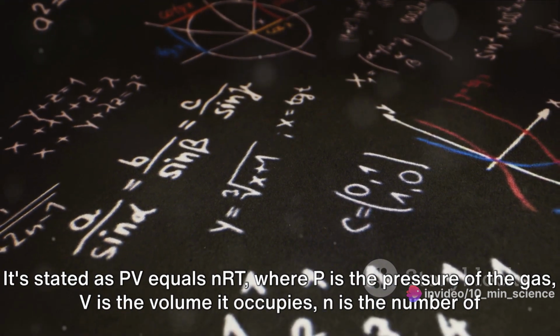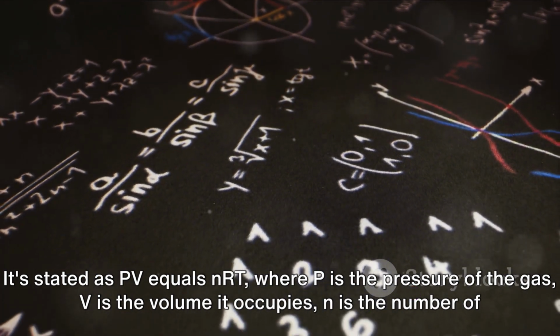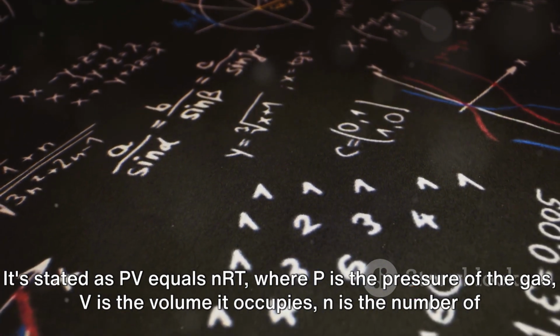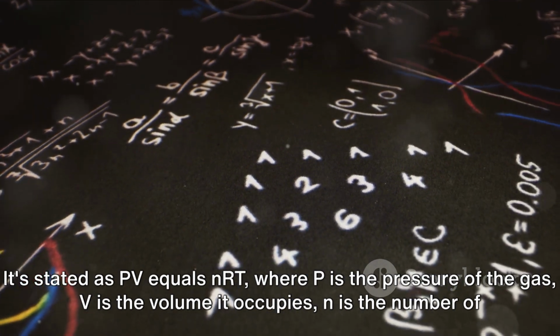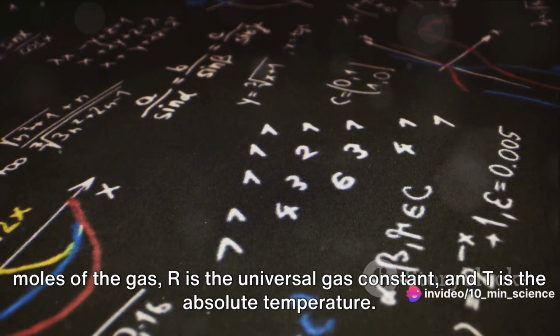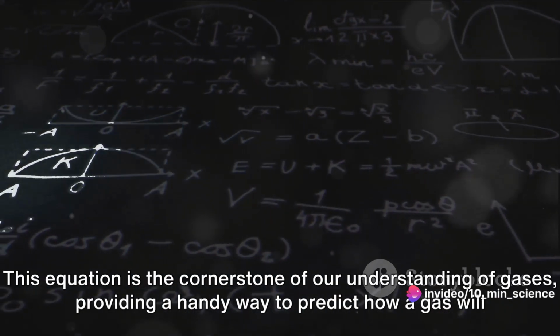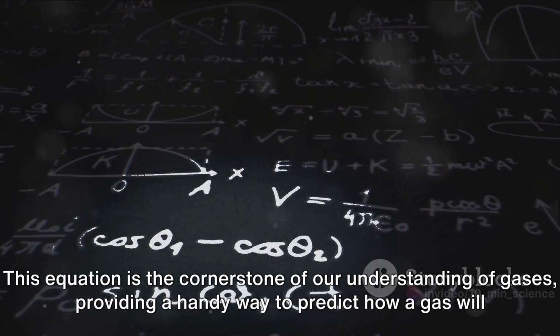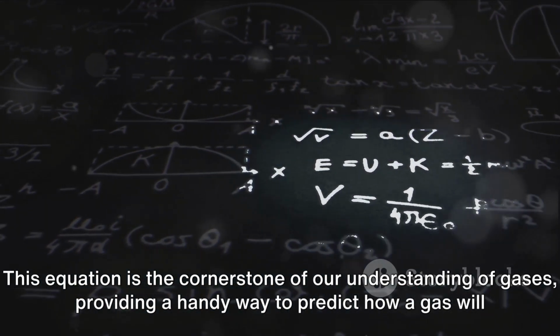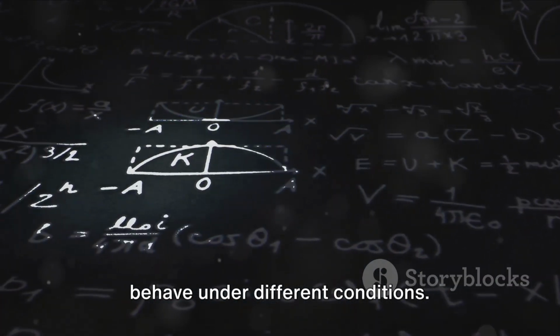It's stated as PV = nRT, where P is the pressure of the gas, V is the volume it occupies, n is the number of moles of the gas, R is the universal gas constant, and T is the absolute temperature. This equation is the cornerstone of our understanding of gases, providing a handy way to predict how a gas will behave under different conditions.